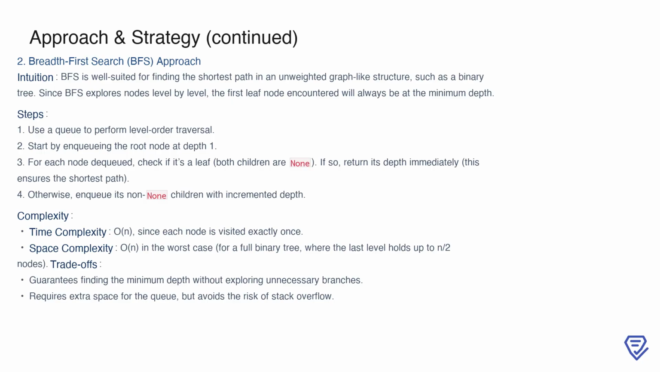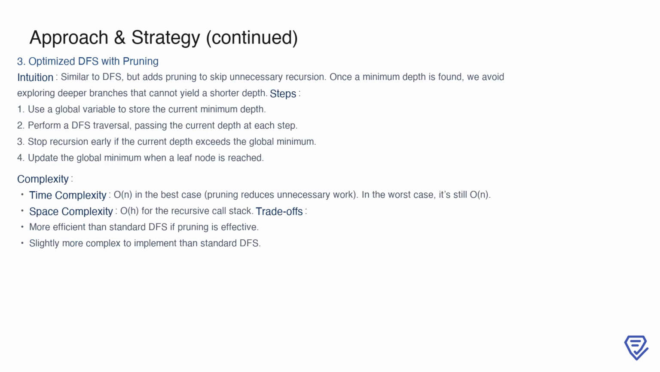While BFS guarantees finding the minimum depth without unnecessary exploration, the use of a queue does require additional memory, which is a trade-off compared to DFS. A third approach involves optimizing the standard DFS method by introducing pruning.